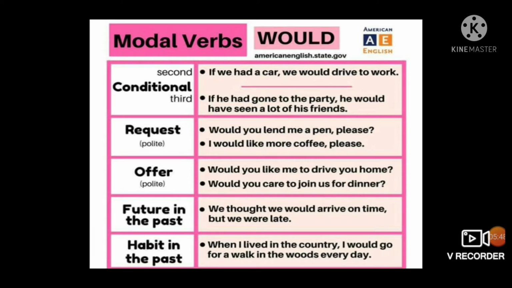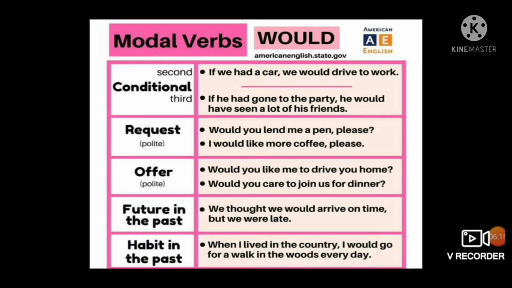I would like more coffee, please. It is used to express our wishes. Okay, then offer. Would you like me to drive you home? It's just to give an offer, to express your willingness to do something. And also, would you care to join us for dinner? It's also an offer. We invite them to join the party or dinner.